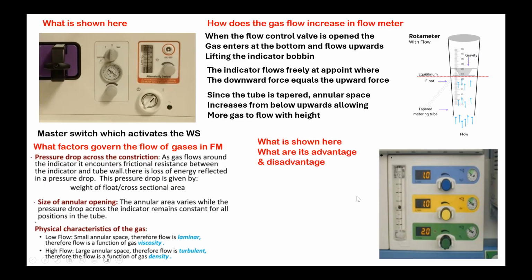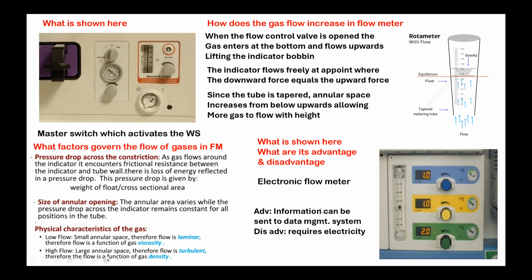Okay, so this is an electronic flow meter, showing a digital display. Information can be sent to a data management system from this, whereas it requires electric power all the time to operate. This is a disadvantage of this particular electronic flow meter, which is seen in some machines but not in all commonly used machines.